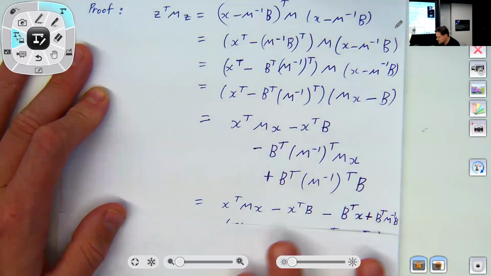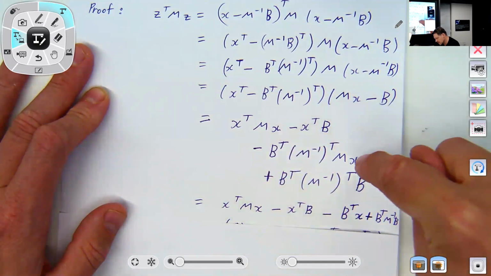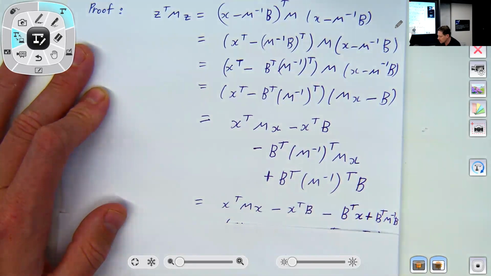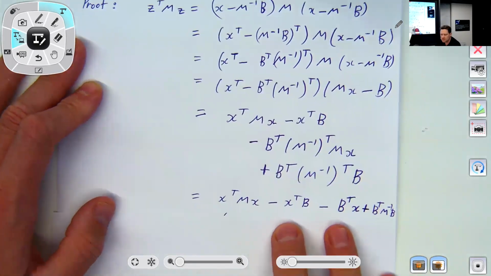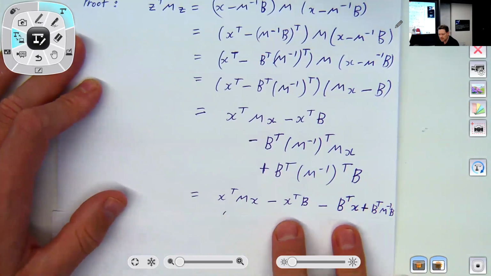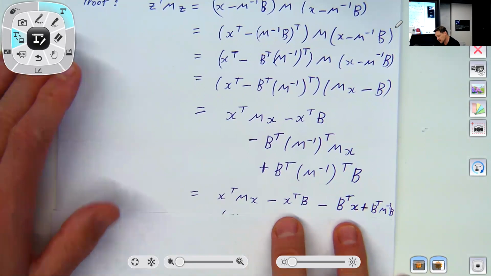Okay, so this one here is minus B transpose times X, so that's there, and then this one here is this one. Next we want to note that these two things are the same. They look a bit the same, right? They've got the same letters in them. They're just in a different order with transpose on different letters.